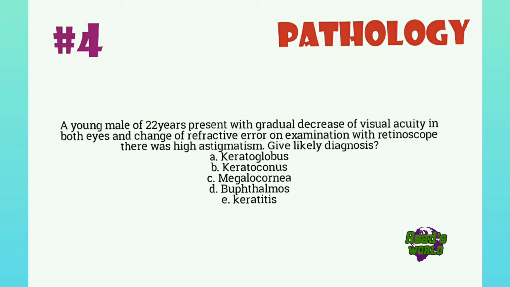The option B is keratoconus, and all the presentations actually meet the criteria of your keratoconus: the age, the change of refractive error, and the high astigmatism. So keratoconus may be the likely option, but let's look at other options as well. The option C is your megalocornea, which is similar to your keratoglobus, and it is also diagnosed at birth, except that in megalocornea there is increased corneal diameter with absence of corneal thinning.